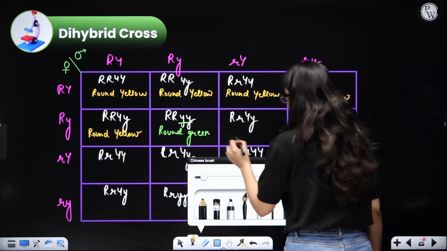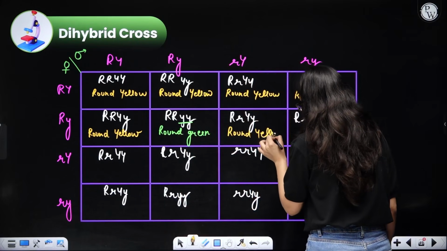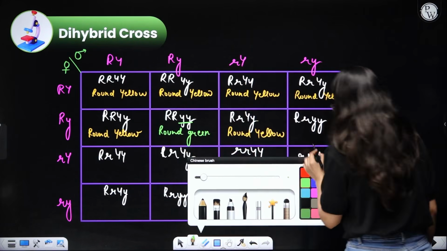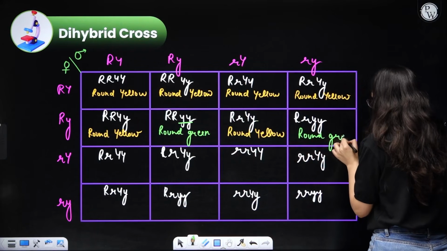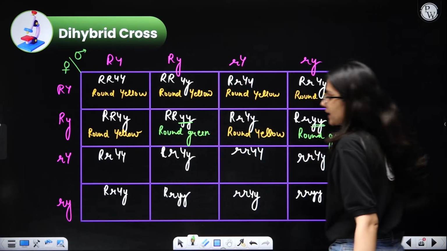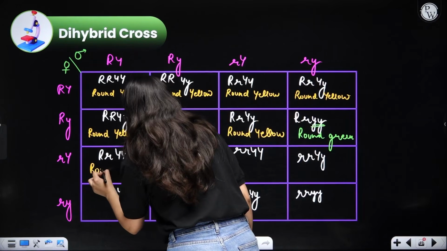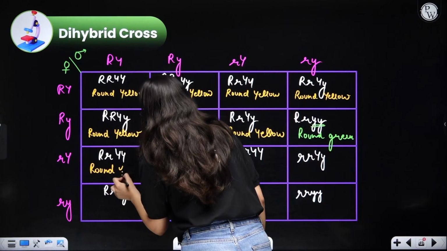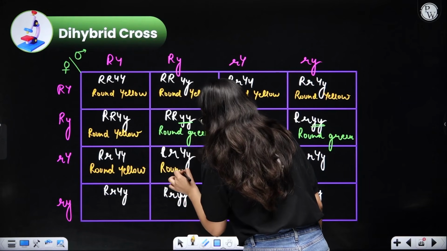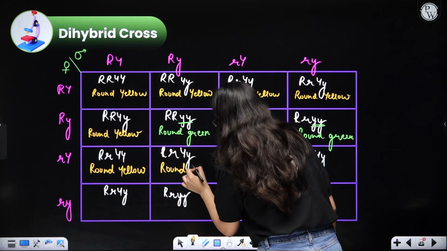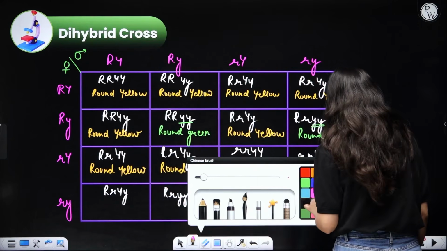Next up we again have round and yellow. Round yellow. Again we will have over here round and green, because this is over here in homozygous recessive condition. Next again we have round yellow because both of the characters over here have one dominant allele each. Round yellow yet again because again they have dominant alleles. Next we have wrinkled but yellow beta. We have wrinkled but yellow.